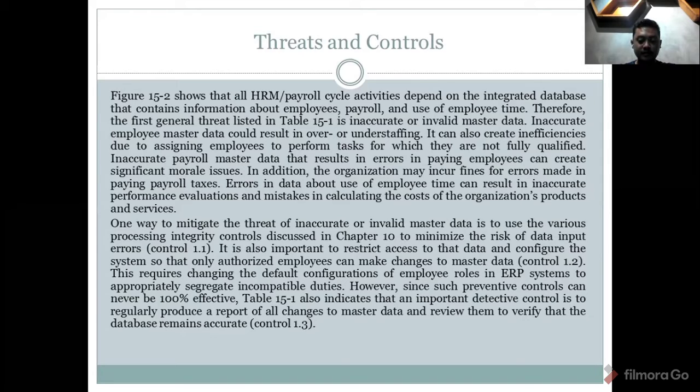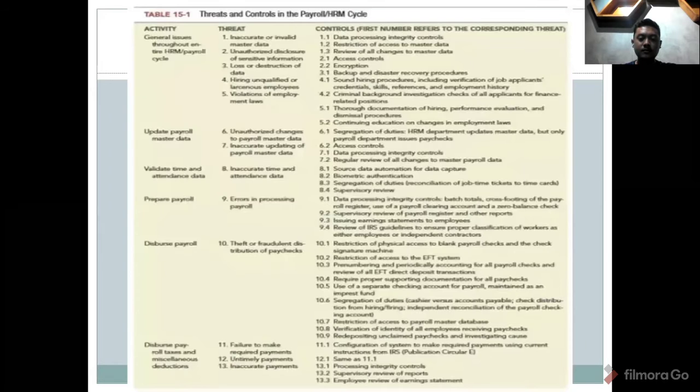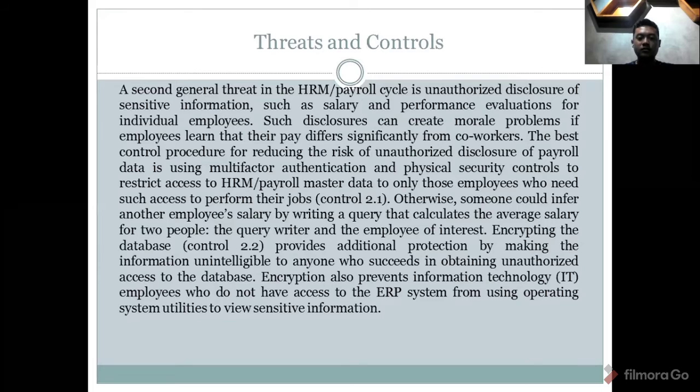However, since such preventive controls can never be 100% effective, Table 15.1 also indicates that an important detective control is to regularly produce a report of all changes to master data, and review them to verify that the data remains accurate. This is table 50.1, threats and controls in the payroll and human resource management cycle. So the threats and controls.